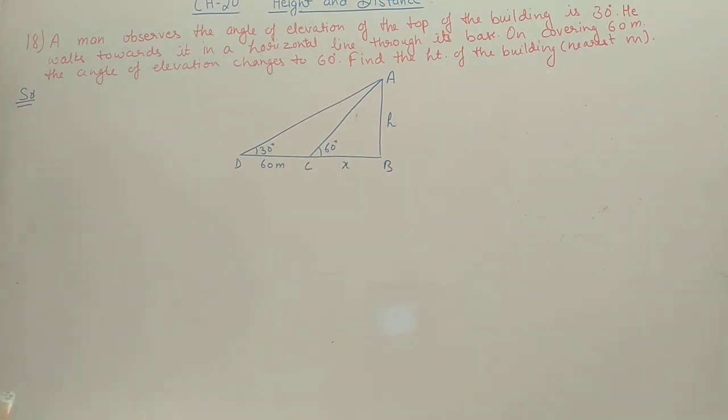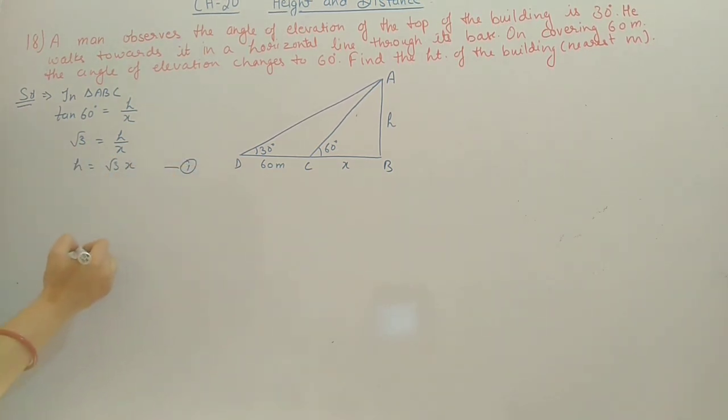So two right angle triangles we have here. So first, in triangle ABC, tan 60 is equal to height by base. Base is here x. The value of tan 60 is root 3 is equal to h by x, or we can write h is equal to root 3x.